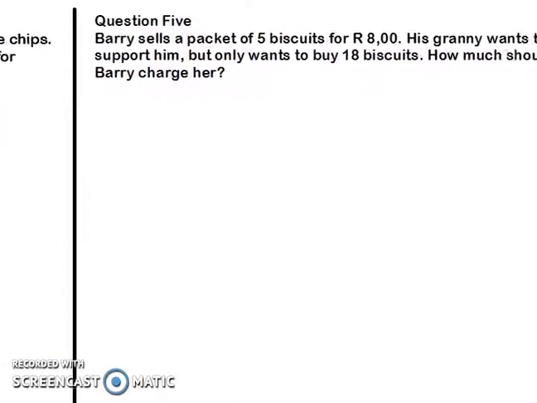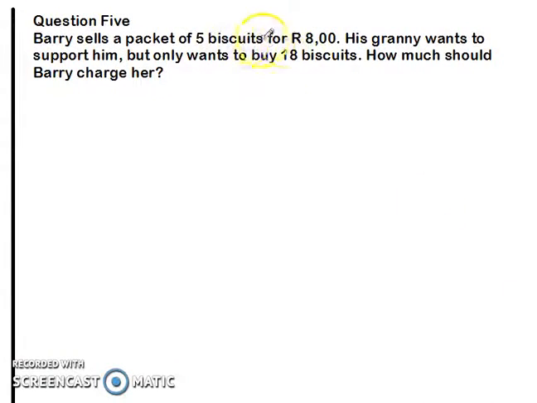Last question. Barry sells a packet of 5 biscuits for 8 rand. His granny wants to support him, but only wants to buy 18 biscuits. How much should Barry charge her? No, we can't just charge her nothing because he's her granny. And the main reason for that is it would make a terrible maths problem.